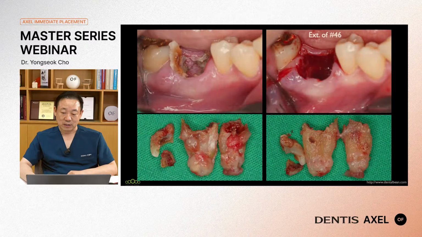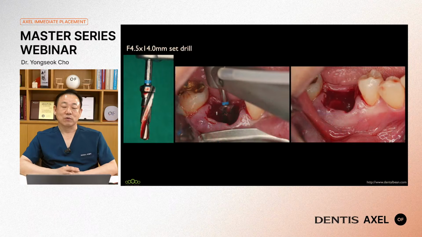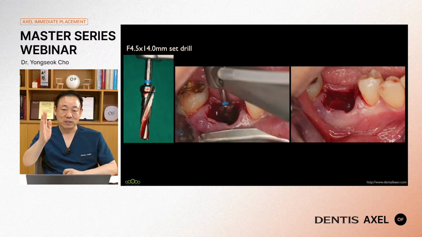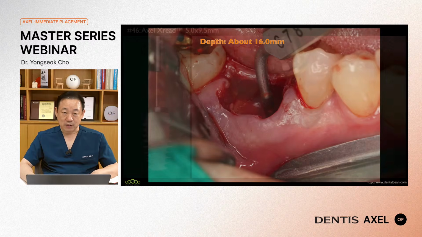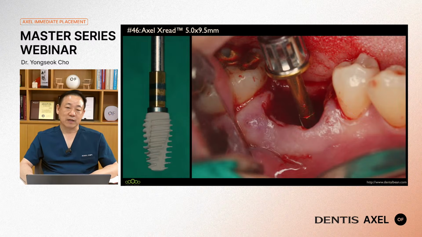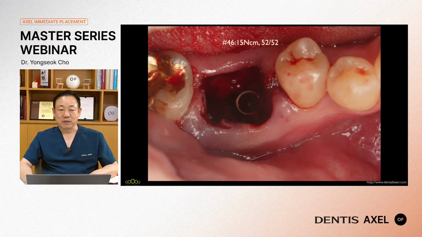After the extraction, I prepped the osteotomy carefully with a long drill from the medial root, between the medial and septal bone. And I checked the depth of the osteotomy site. It is a total of 16 millimeter deep. Then an X-thread 5 by 9.5 millimeter was placed. At that time, only 5 millimeter X-thread was available. 15 Newton centimeter and ISQ 52.